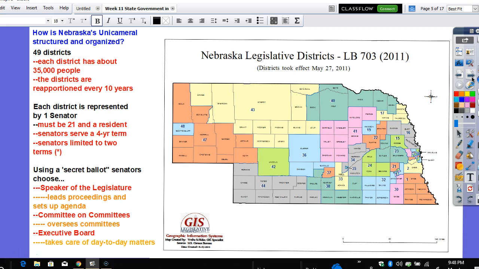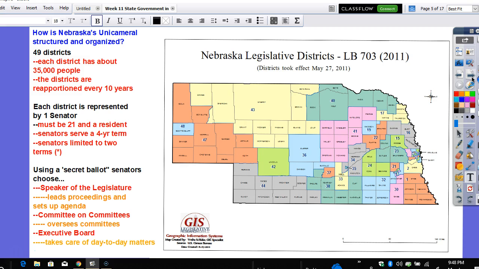So that's how Nebraska's legislature is organized. 49 districts. Each district has approximately 35,000 people in it. Every 10 years, the district borders are changed, so the districts each represent 35,000 people. One person, one vote is the concept.